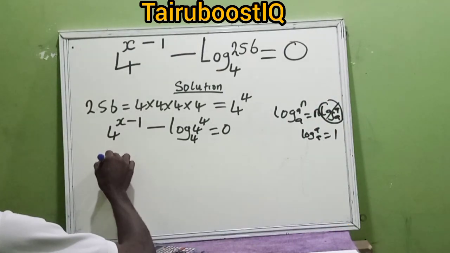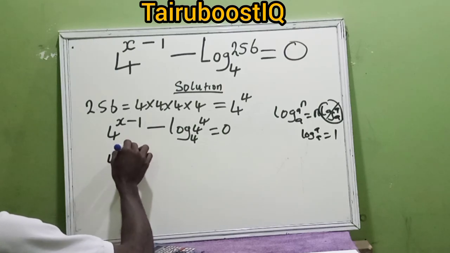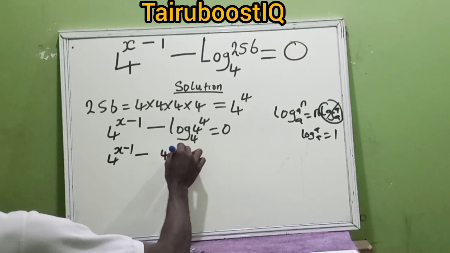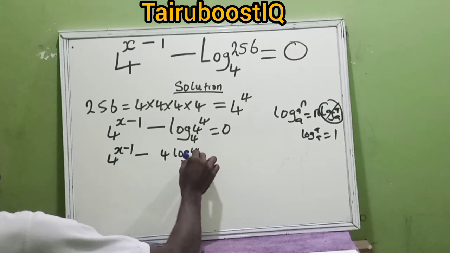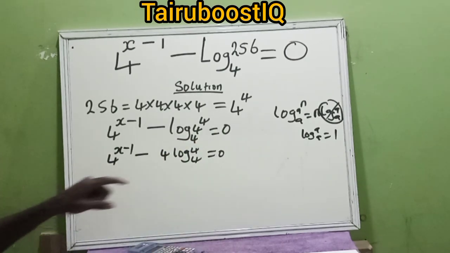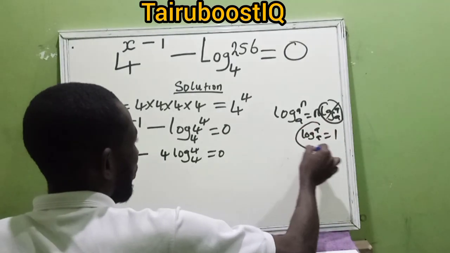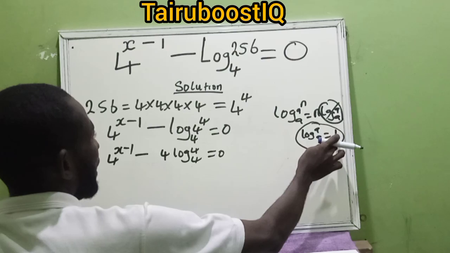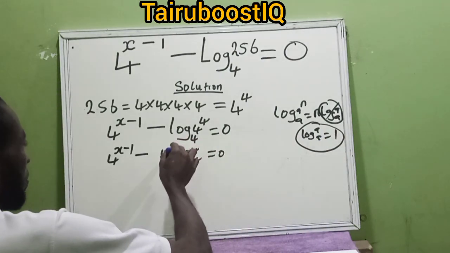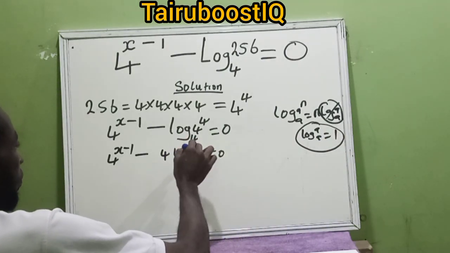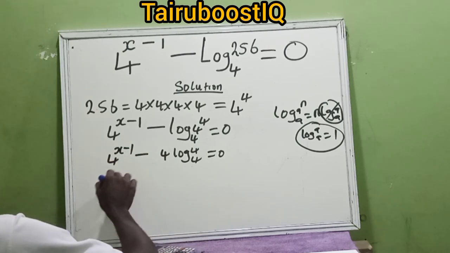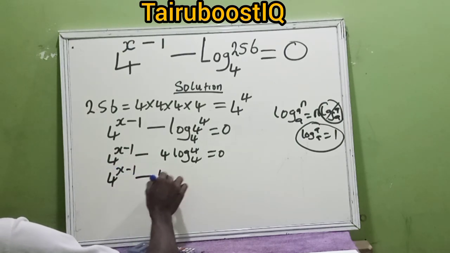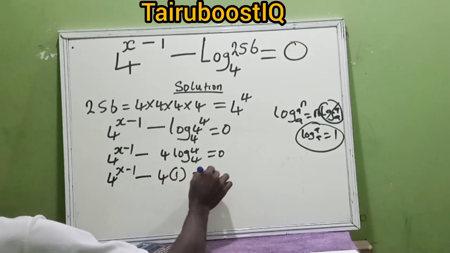So what we are going to do, we are going to say 4 raised to power x minus 1 minus 4 log 4 in base 4 is equal to 0. Then we now apply this law, that is, whenever you have a logarithm where both the log and the base are the same, the answer is 1. So then we are going to replace this log 4 in base 4 with 1. Then we are going to have 4 raised to power x minus 1 minus 4 into 1 is equal to 0.